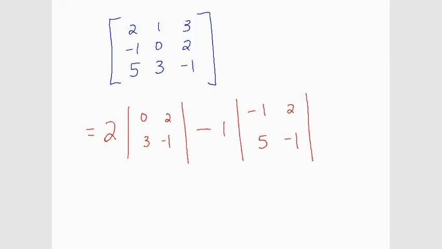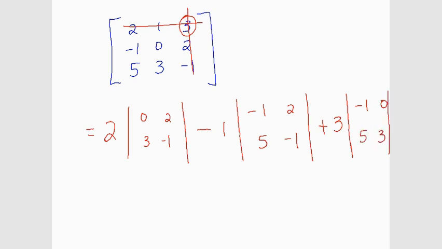And I'm going to do it one more time. Now the trick here is to remember to alternate pluses and minuses. So I'm going to put a plus here. I'm going to circle this entry. I'm going to eliminate this column and this row. I'm going to do the same thing. So that's a 3 times negative 1, or the determinant of negative 1, 0, 5, and 3.